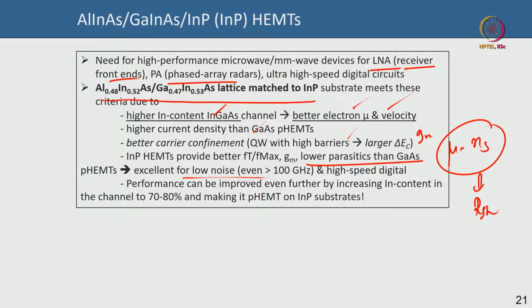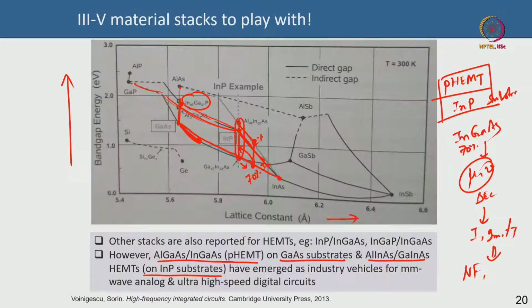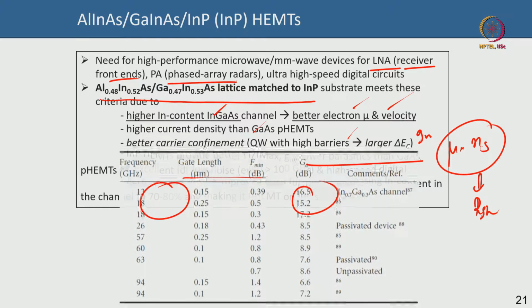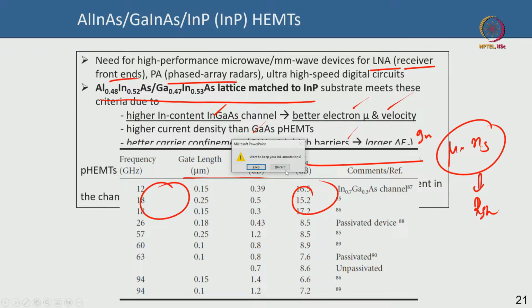Okay. The thing is, as I told you, you can make this indium phosphide also pseudomorphic, indium gallium arsenide 70%, maybe 80%, which is strained on indium phosphide substrate. You can make it with so much high content of InGaAs, and that will be crazy high performance, okay, which has a sacrifice in breakdown voltage. Now these are some of the state of the art numbers.